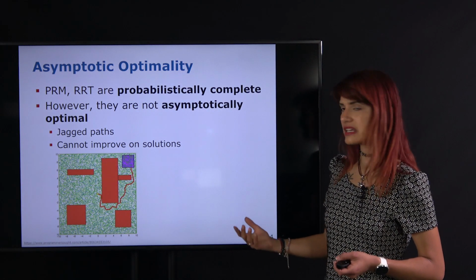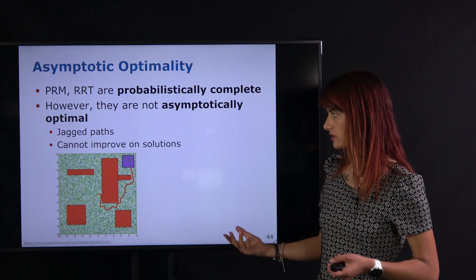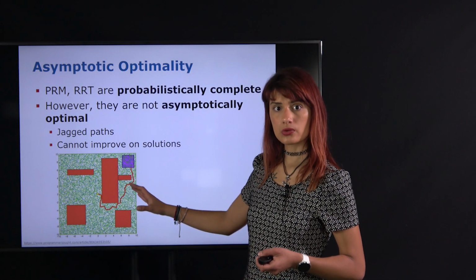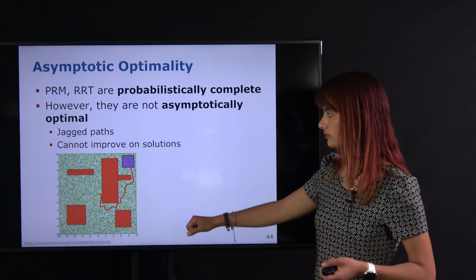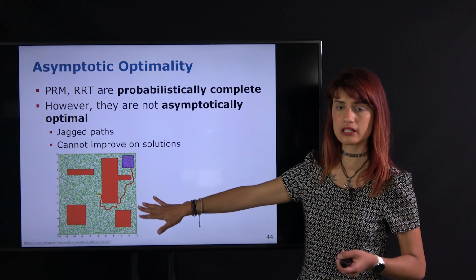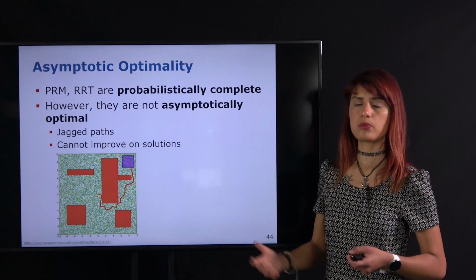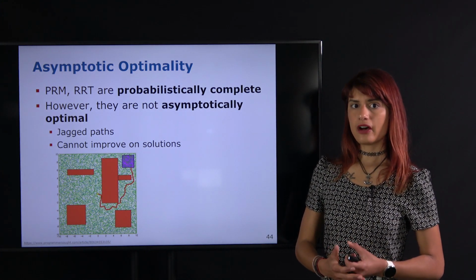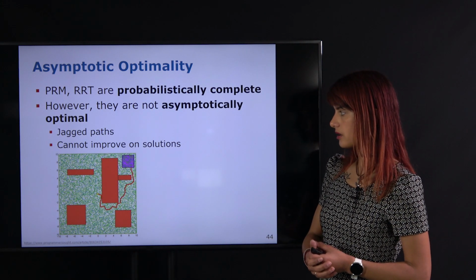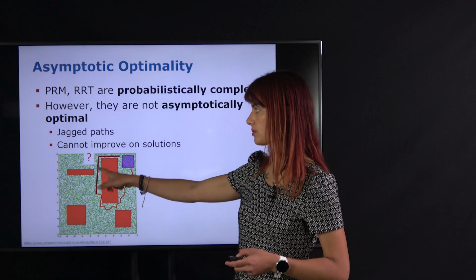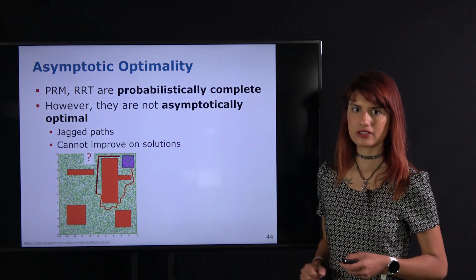And this is because of the nature in which we construct the tree. Every time we extend the tree by adding a new node and a new branch, we do not perform any operations on the tree that's already there, so we can't improve upon existing solutions. In fact, if we look closely at this environment, we can see that there is a much shorter way, the other way around the obstacle, and closer to it.